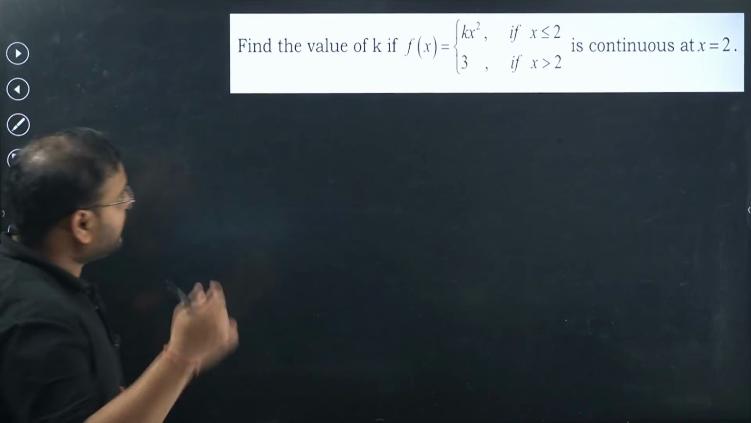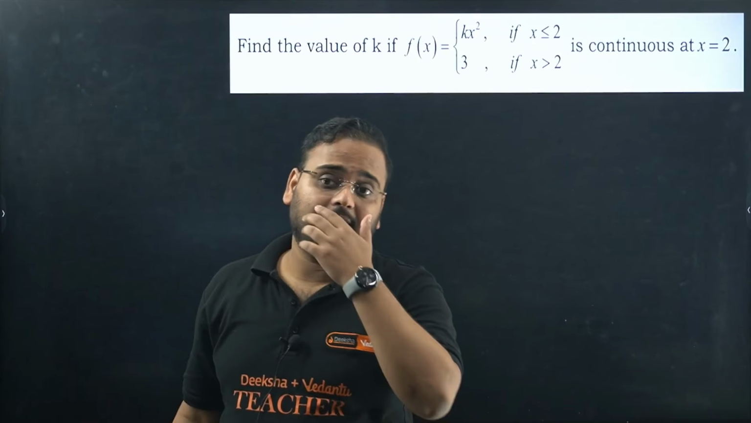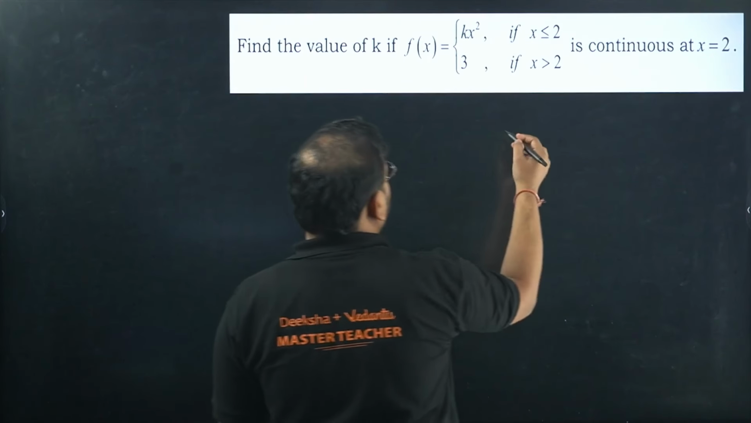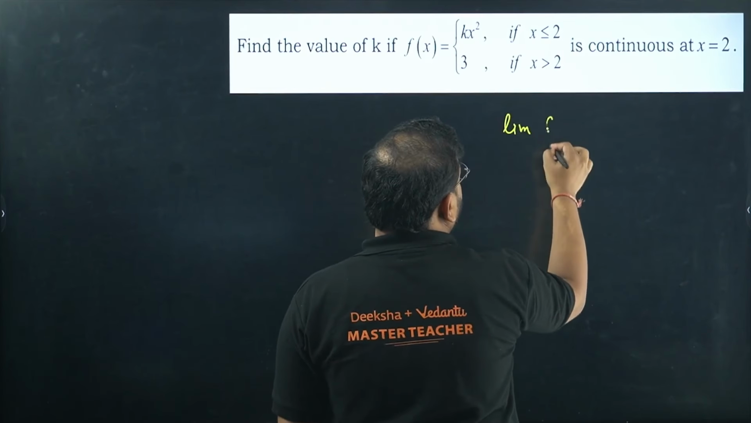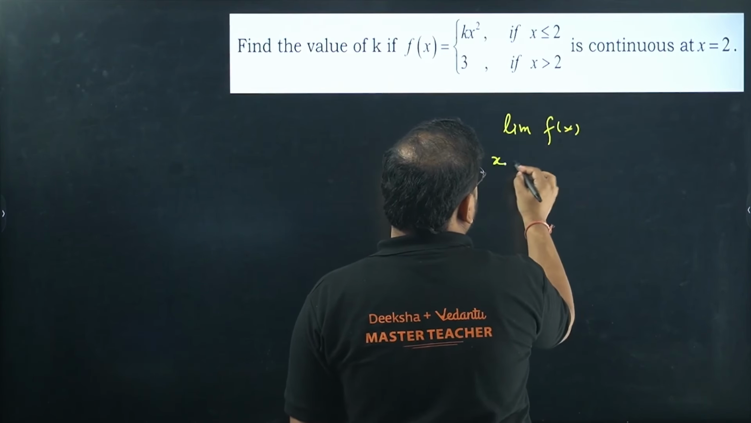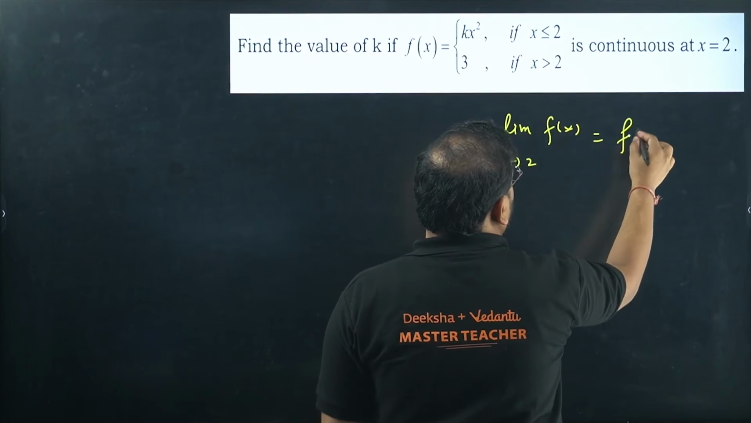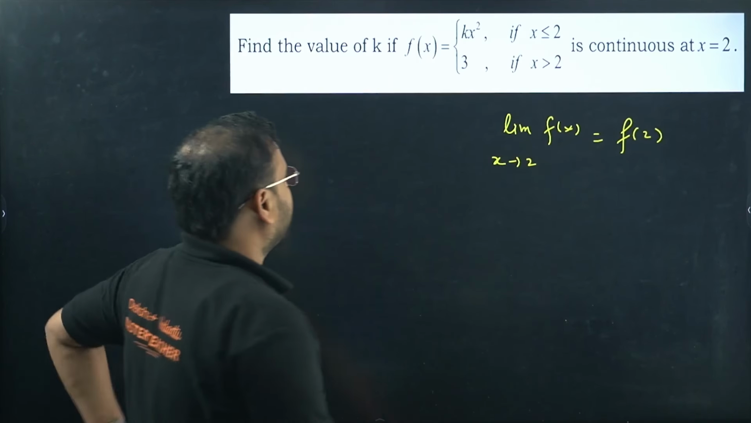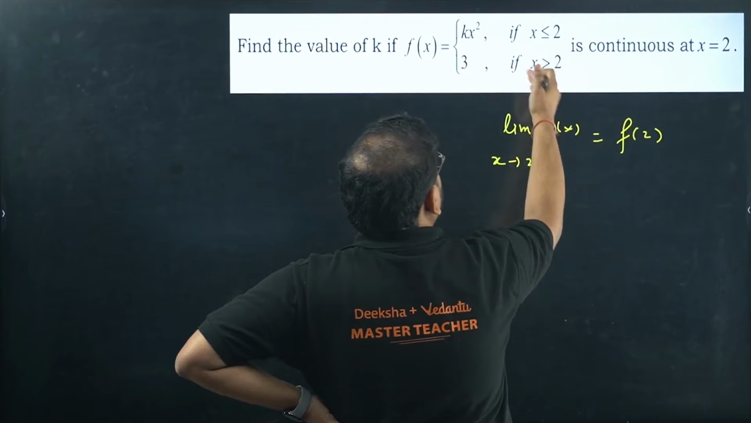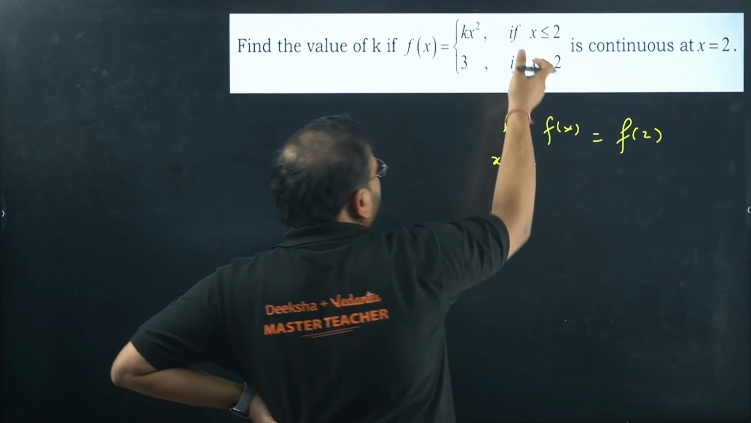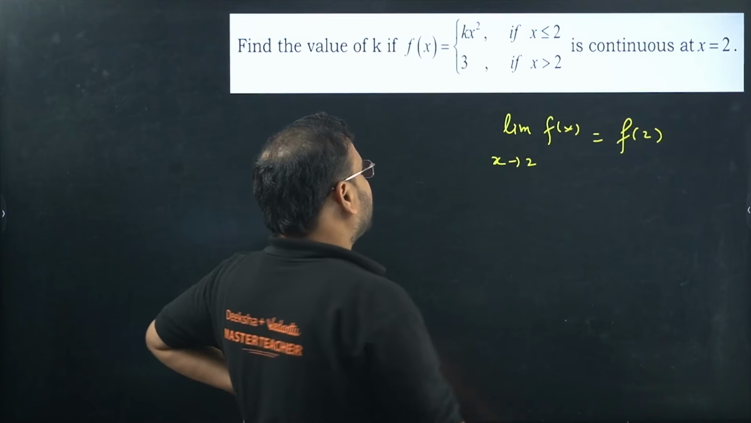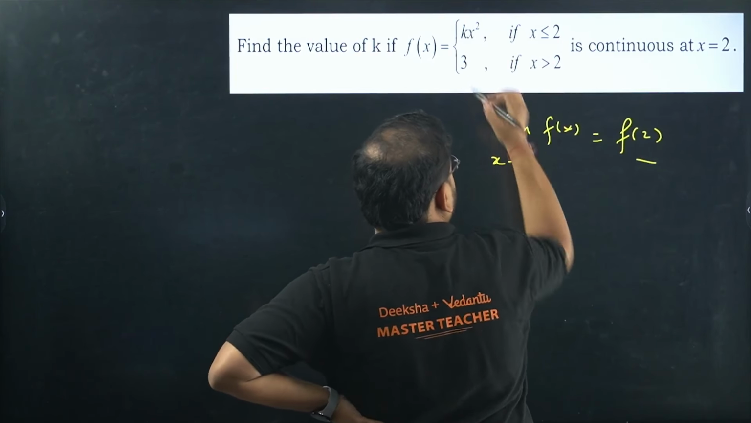Next, 48. Find the value of k if this function is given like this and is continuous. For it to be continuous, we know that the limit of the function f(x) when x tends to 2 should be equal to f(2). Limit will be applied where there is no inequality. I can find it at any point, but I'll try it over there only. Let's find that limiting value. f(2) will come from directly over here.